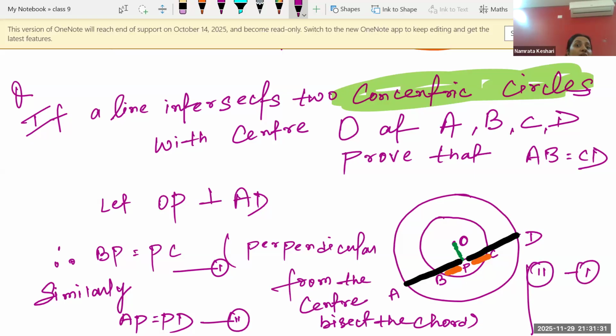As I said, subtracting means left hand side minus left hand side and right hand side minus right hand side. So AP minus BP is equals to PD minus PC. And we are done with the proof. After just this step, we can write AB is equals to CD, proved. Is it clear?